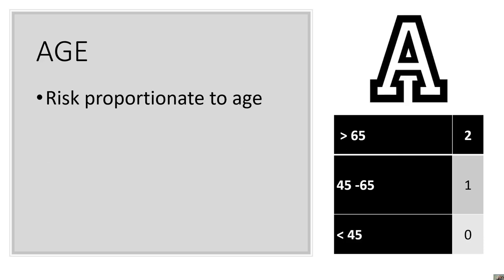The next element is age. This doesn't take a lot of explanation. It just suffices to say that the risk of cardiac events increases with age. And so the calculator will issue a score of 2 for anyone who's over 65 years old and a score of 1 if the client is between 45 and 65. And below 45, that's a free pass.